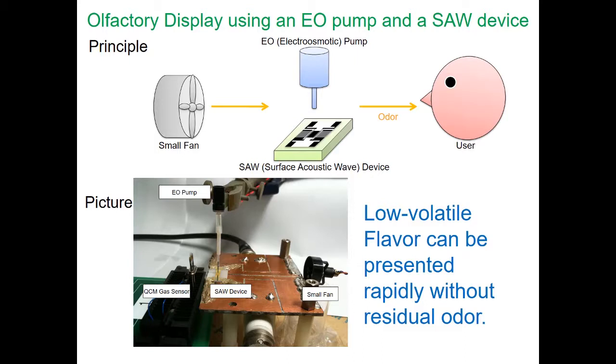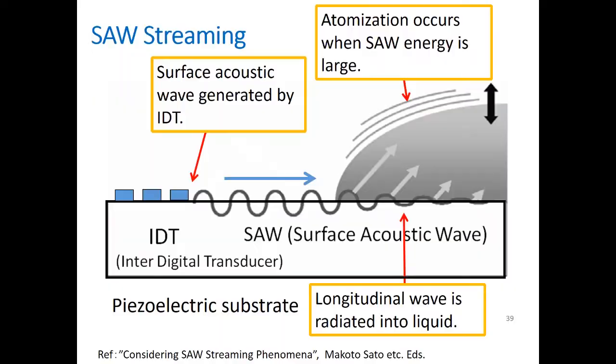So this is a photo. This is a SAW device. This is an electro-osmotic pump here. And this is the sensors. This is a fan. And so even low volatile flavors can be presented rapidly without residual odor.